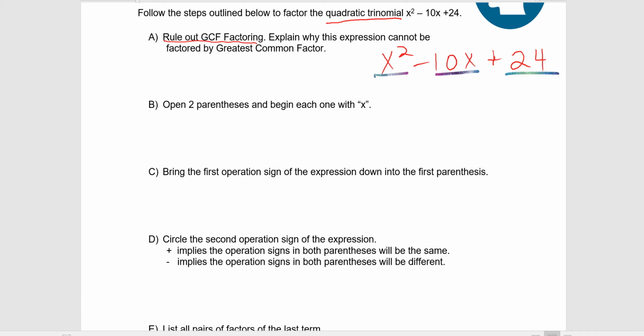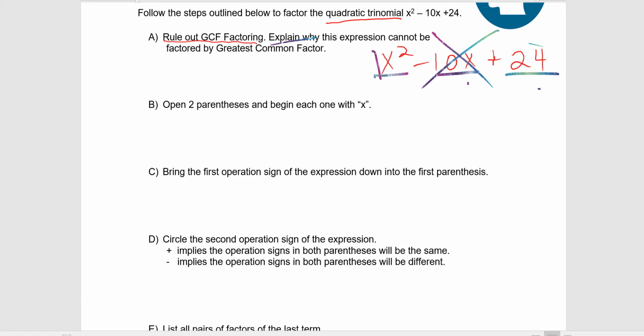If we look at the 24, yes, there are some numbers that go into 24 and 10, but they won't go into this 1x squared. And yet, x might go into the first two terms, but not into the third term. So you need to explain that all three terms don't have any common factors, and you can't use GCF.